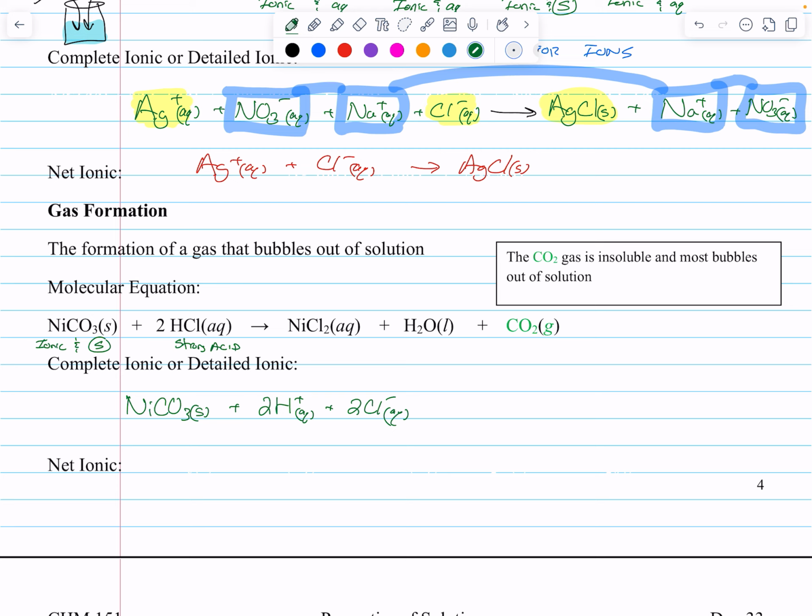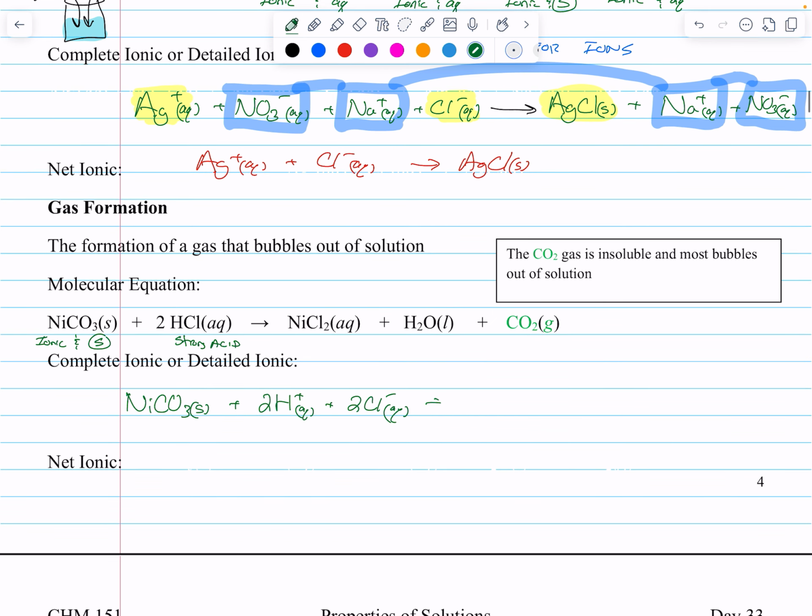So that 2 is distributed because in our overall reaction, we need to have the right number of ions. Nickel 2 chloride, that's ionic and aqueous. So therefore I get nickel 2 plus 2 Cl minuses. Water. Water is a liquid. So water stays together. It's a molecule. CO2 is a gas. Molecule stays together.